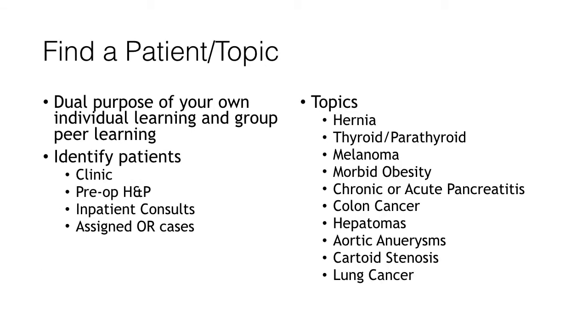Finding a topic. You'll be assigned one of the core topics for presentation and identify an appropriate patient with the corresponding surgical disease process. This approach will help us learn about these important topics together as a group. The patient can be found through either the clinic, the pre-op history and physical clinic, inpatient consults, or assigned OR cases. And the core topics we'd like to try to cover are hernias, thyroid, parathyroid diseases, melanoma, morbid obesity, pancreatitis, colon cancer, hepatomas, aortic aneurysm, carotid stenosis, and lung cancer.